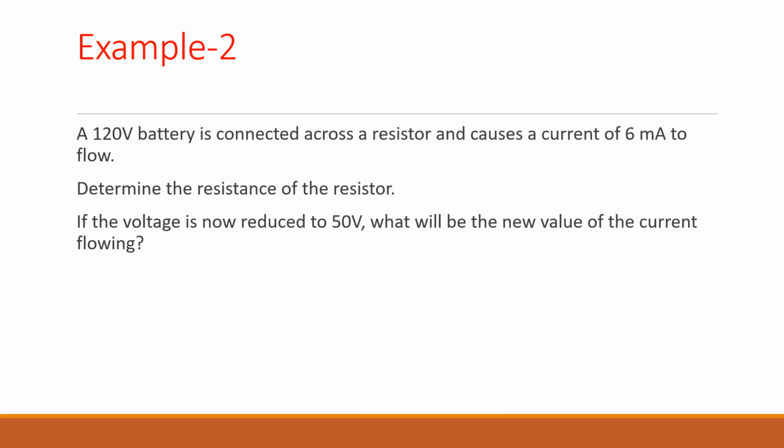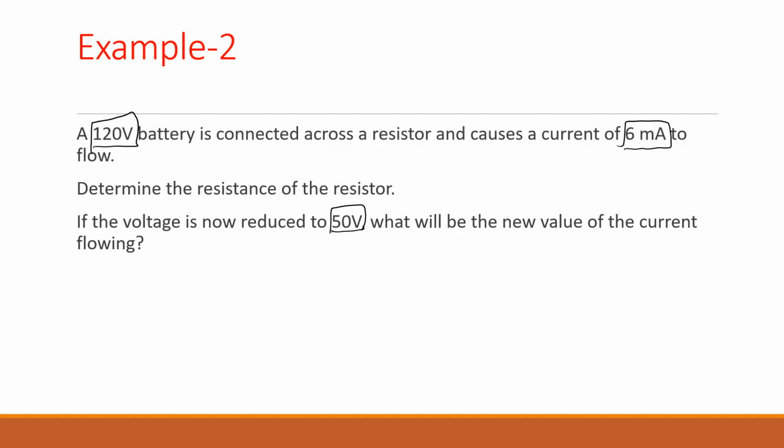Let's do a small example to use Ohm's law. A 120 volt battery is connected across a resistor and causes a current of 6 milliamps. Determine the resistance of the resistor. If the voltage is now reduced to 50 volts, what will be the new value of the current flowing?